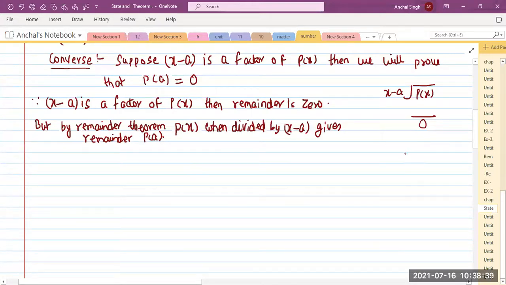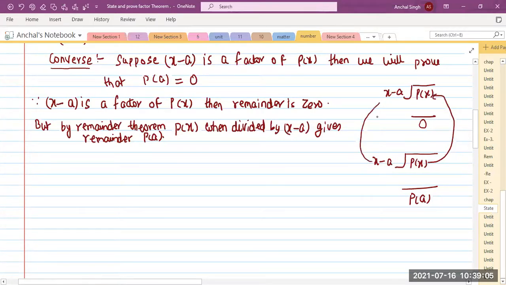So now look here, let's look at it again in this manner. Suppose this is your p(x) and this is your divisor. When p(x) is divided by x minus a, by remainder theorem, it gives remainder equal to p(a). Yes or no? Correct. Now look at one thing carefully here. See, dividend over here is same. Divisor over here is also same in both the cases. This means that the remainders will also be same. Yes or no? Remainders will also be same.